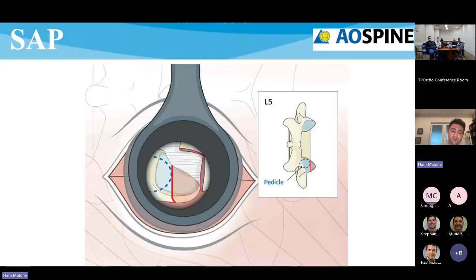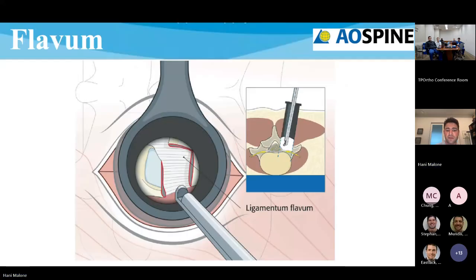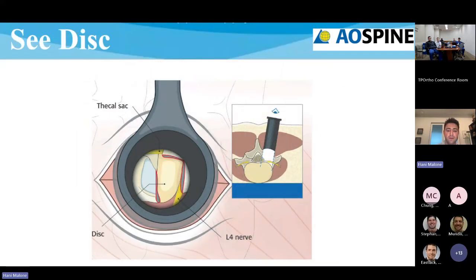I prefer to keep the ligament down for this, because the risk of CSF leak obviously goes down if you're keeping the ligament in place. So I'm using a Kerrison there. Now I've got the SAP sort of flush with the pedicle, and we're starting to see our window. Then I'll remove the ligamentum flavum.